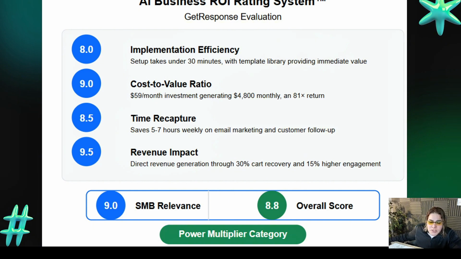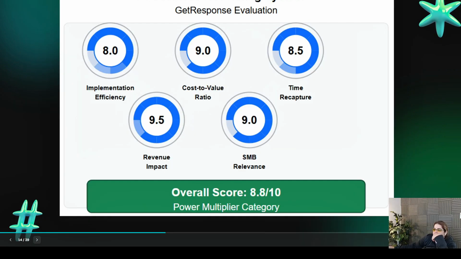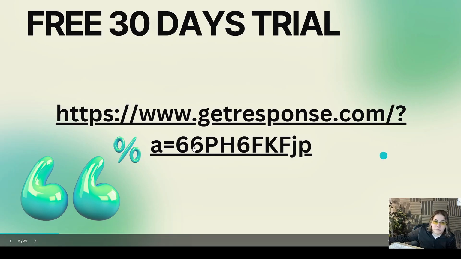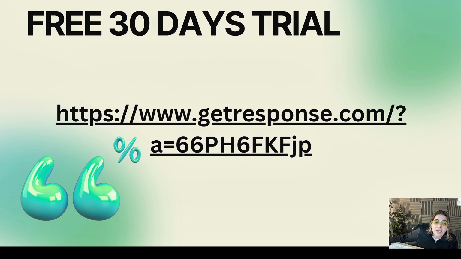And for the overall score, when calculated with the weighted score using our formula, GetResponse gets a final score of 8.8 out of 10, putting it in the power multiplier category, one of the highest rated marketing tools I look at. Alright, let's talk about limitations. Let's be honest about the drawbacks I found during this testing.